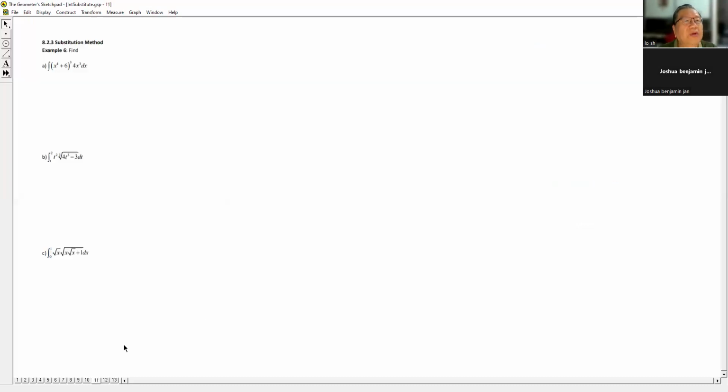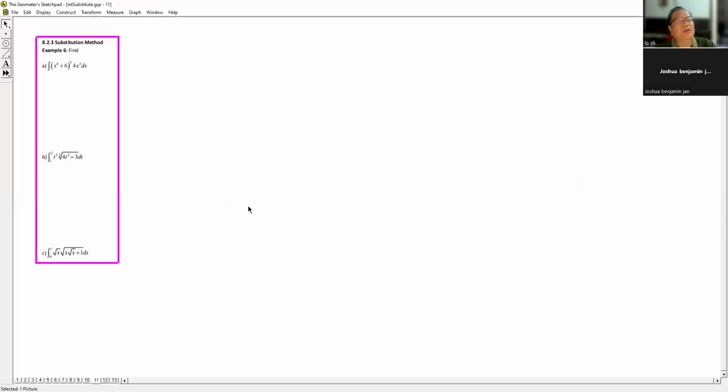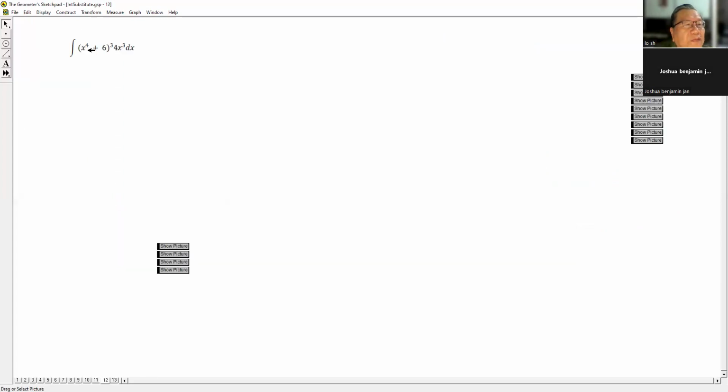So we go back to this question here. This is provided in your lecture notes, the first one. We go back to the first one. Okay, so we have to integrate x to the power 4 plus 6, raised to the power of 3. You see the bracket raised to the power 3. Then beside this bracket, there is 4x cubed dx.